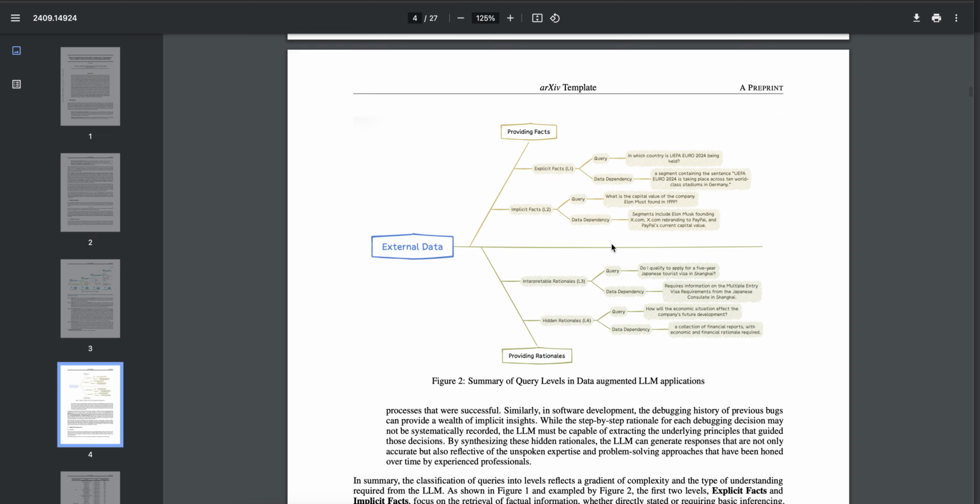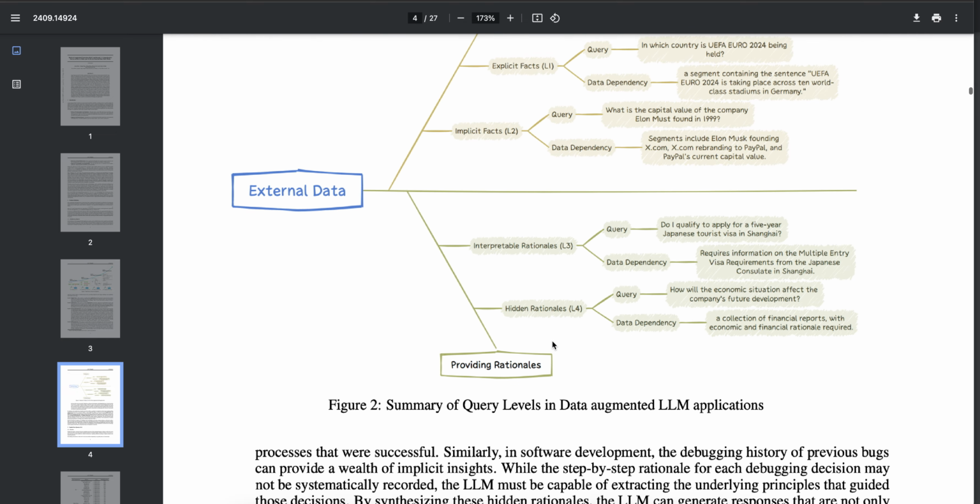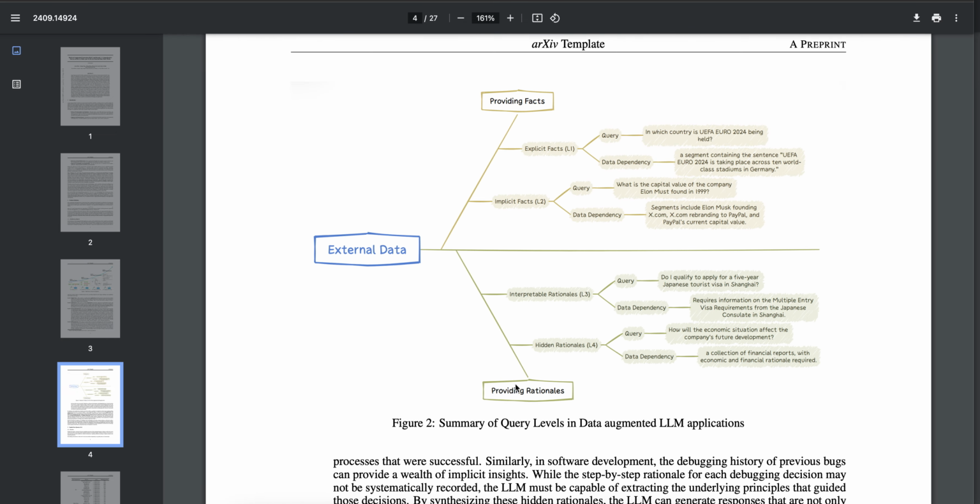Now you can see this. They have provided a wonderful chart here. So, providing facts and providing rationales. These are two categories that they are dividing, and inside there are two subcategories. The first is explicit facts and the other is implicit facts. Pretty clear, right? And inside this also we have interpretable and hidden, right?